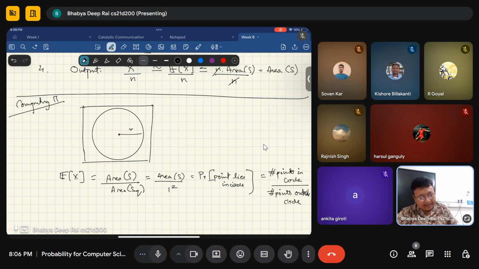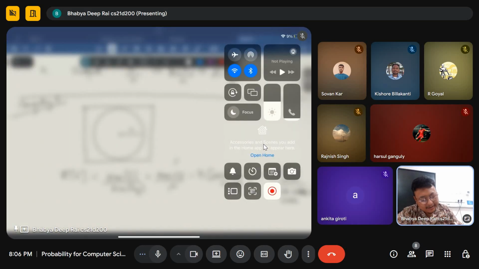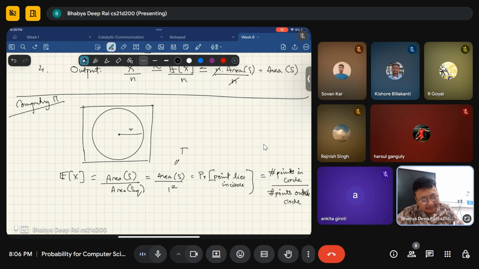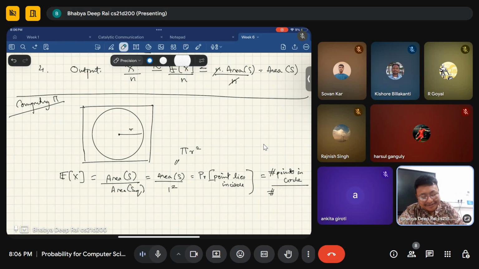Okay. And also at the same time, what is the area of the circle? Okay, let me reduce the brightness. What is the area of the circle? This is pi r square, right? So, but okay. Oh, not number of points outside. So what I was saying, number of points inside the circle divided by total number of outcomes, right? Points in the square, right?